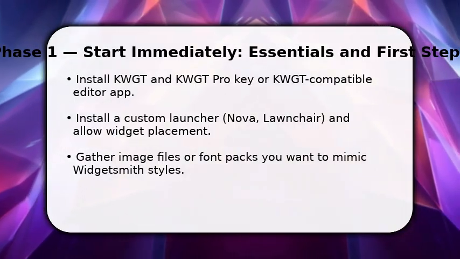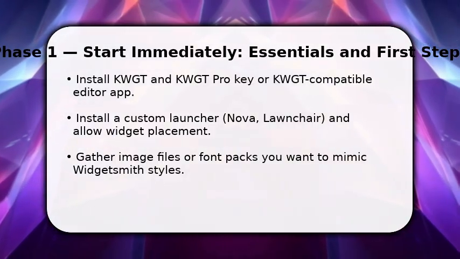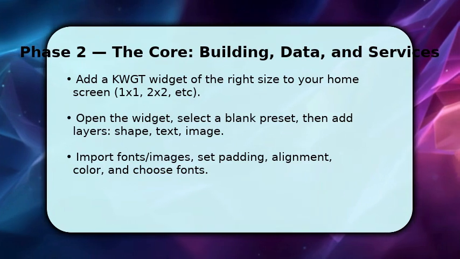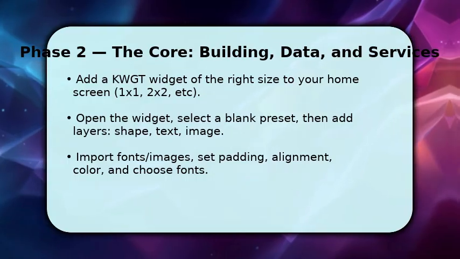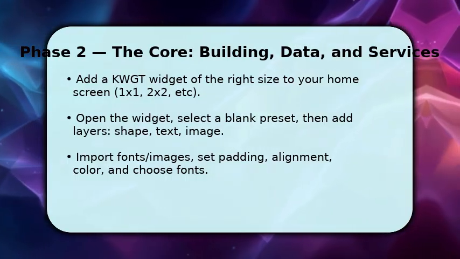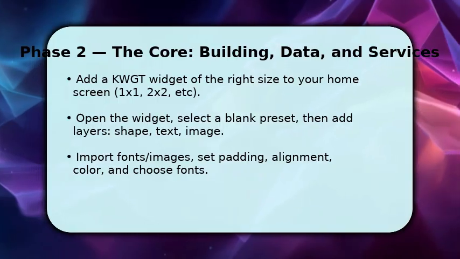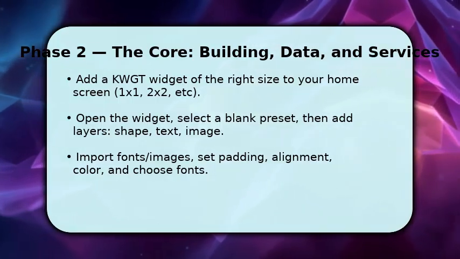You now build the look. Tap the KWGT widget to edit and add layers. Start with a background shape, then an image layer for textures, and finally text layers for time, date, or labels. Use percentage-based size and padding so the widget scales. That keeps layout consistent across screen sizes.